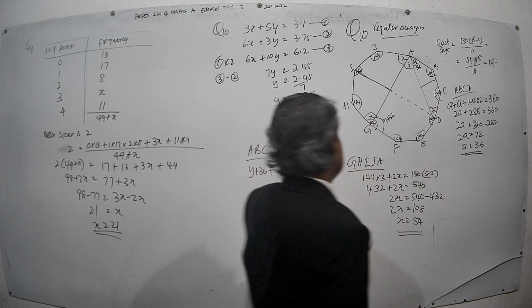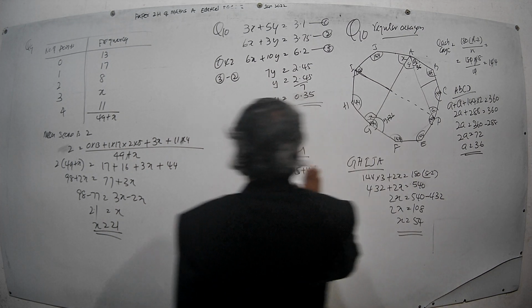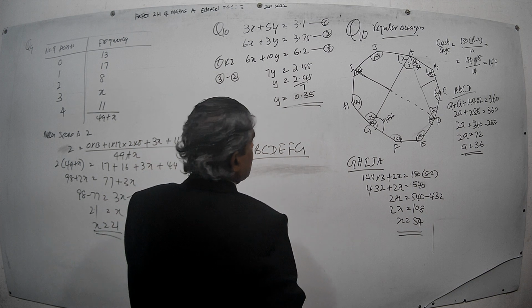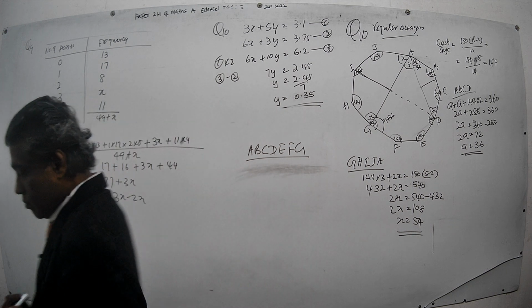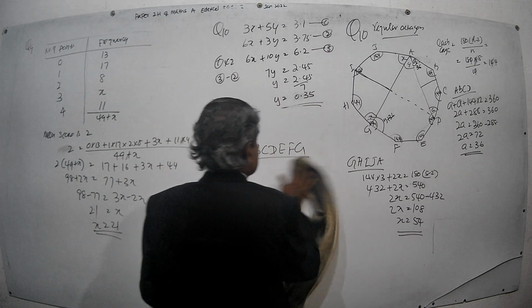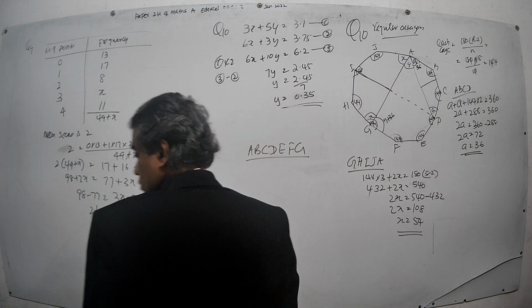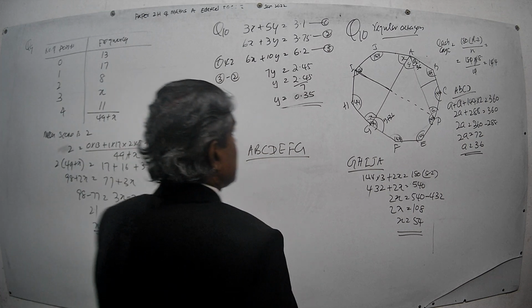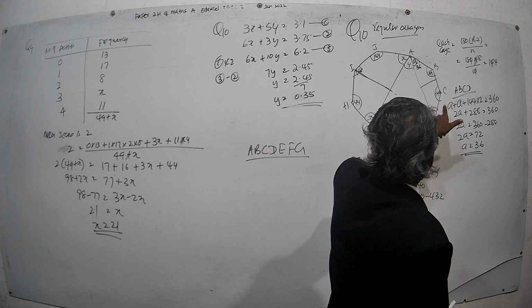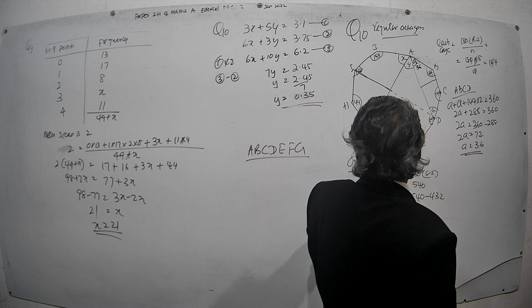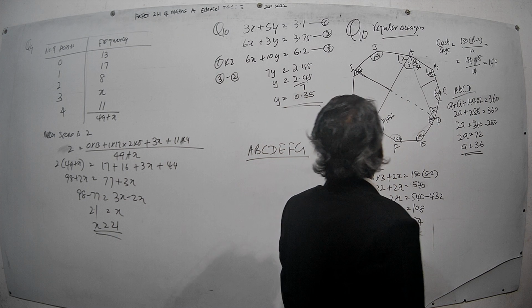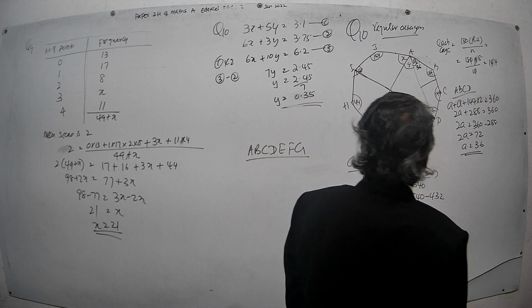Then what is that figure? How many sides are in that? There are 1, 2, 3, 4, 5, 6. There are 6 sides here. That's wrong, right?